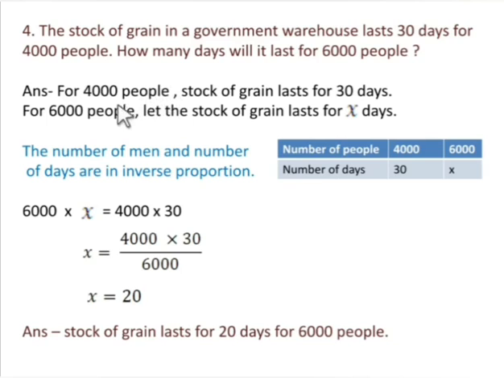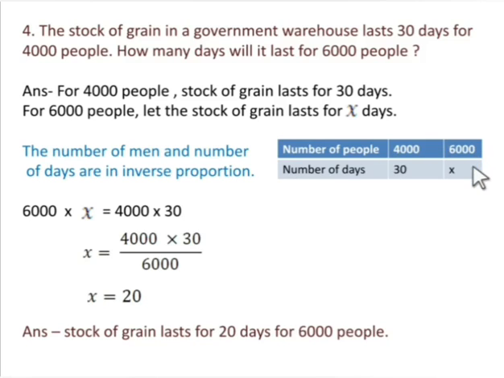Now we will write the given part. For 4,000 people, the stock of grain lasts for 30 days. So for 6,000 people, let the stock of grain last for X days. Now here we will make a table of the two quantities, that is, number of people and number of days. For 4,000 people, 30 days, and for 6,000 people we will consider X days. As the number of people increases, the number of days will decrease. Hence, number of people and number of days are in inverse proportion. Hence, the product of the two quantities will remain the same.